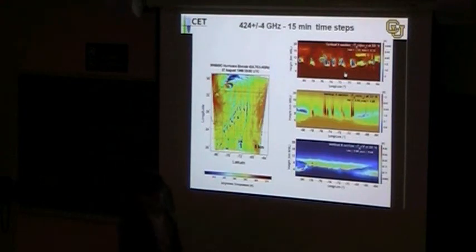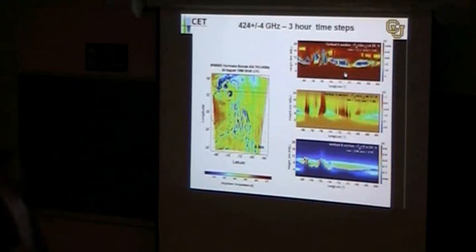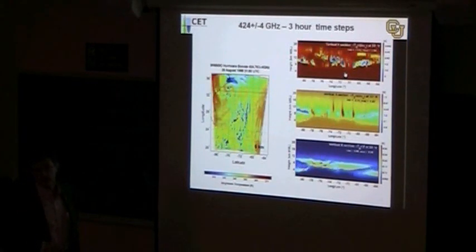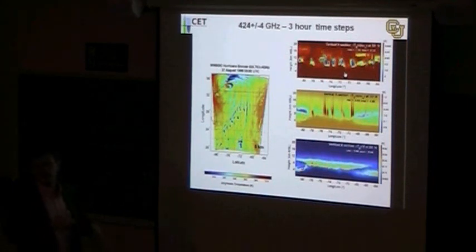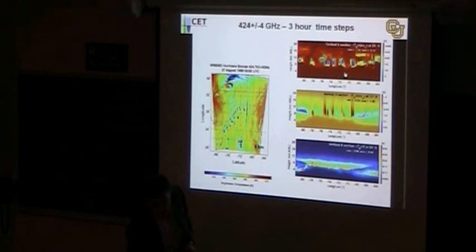Nice and smooth. If we observed at 3-hour time steps, the Jacobian completely decorrelates. And it indicates how you need to have very rapid updates in order to be observing these systems and to keep forecast models locked onto them.